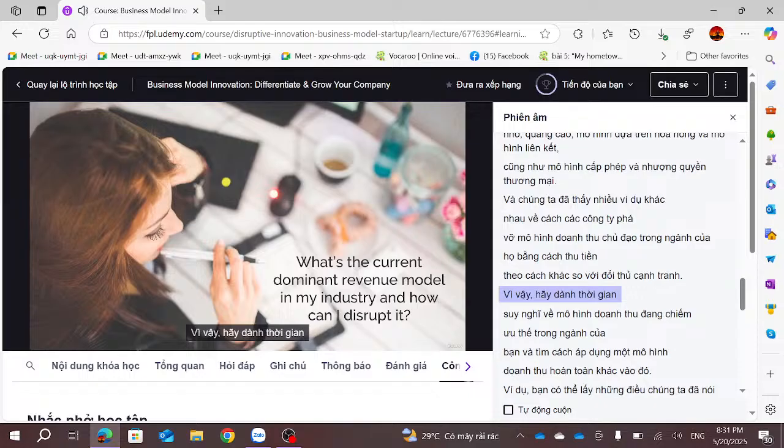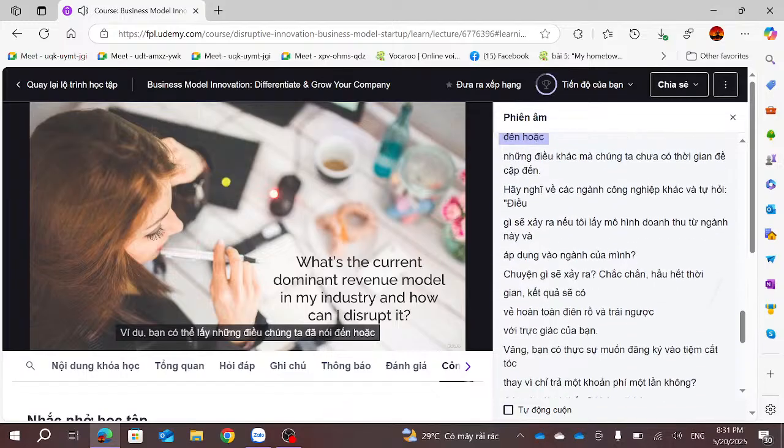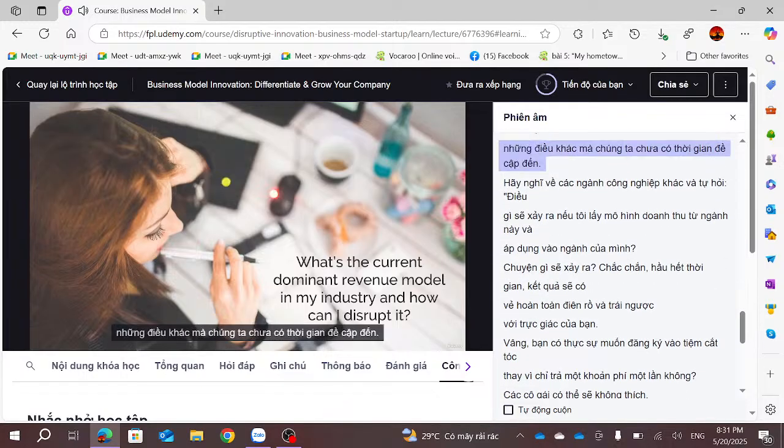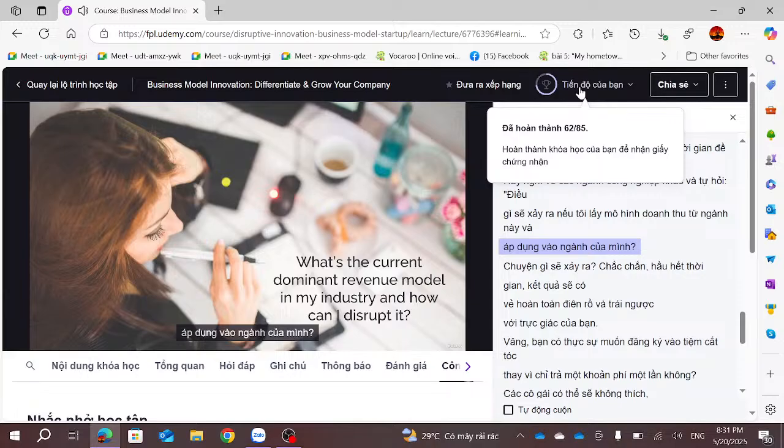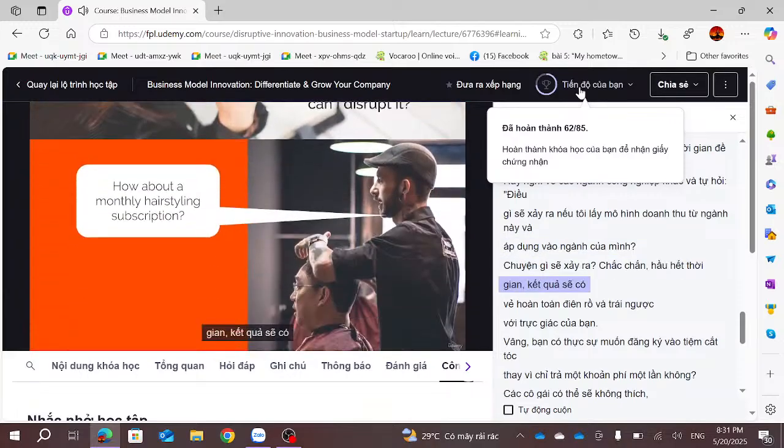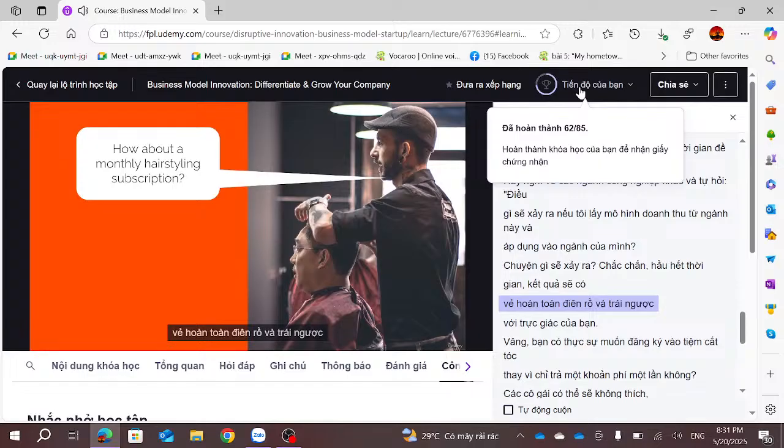So take some time now and think about the current dominant revenue model in your industry and brainstorm how you could apply a completely different revenue model to it. You can take, for example, those we talked about or others we didn't have time to mention. Think about other industries and ask yourself, what if I take the revenue model from this industry and apply it to my industry? What would happen? Sure, most of the time the result will seem completely crazy to you and quite counterintuitive.